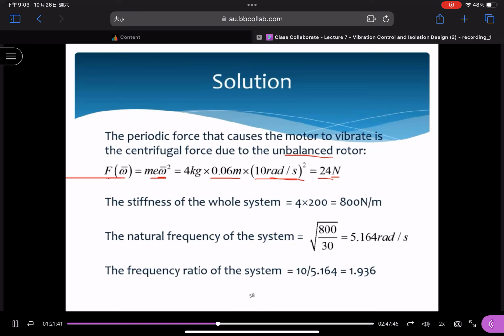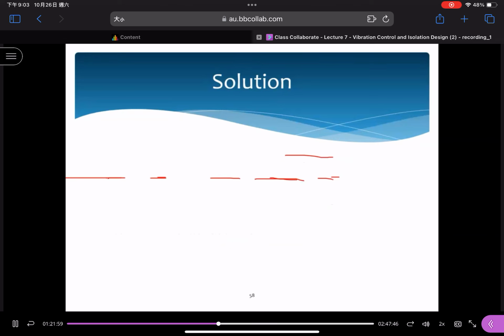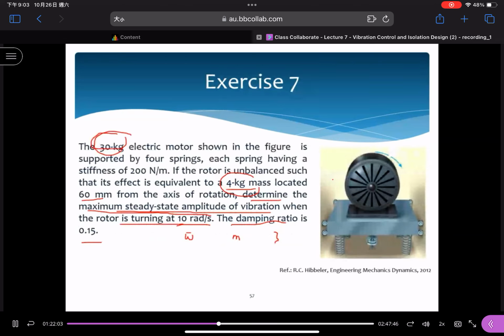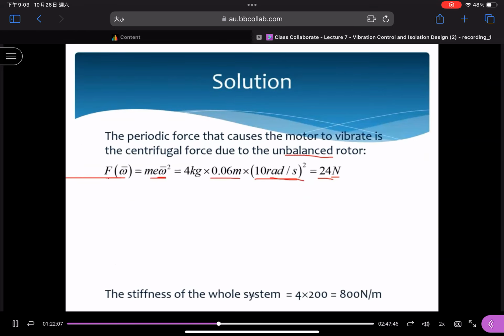Okay, now we have the values: the external force, the stiffness, the frequency ratio, and one more parameter. What is the last one? Damping ratio, correct? What is the value of the damping ratio? The damping ratio is given as 0.15. So now we have finished all the calculations.